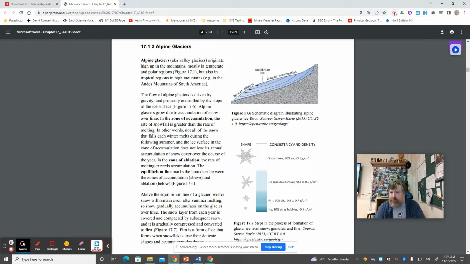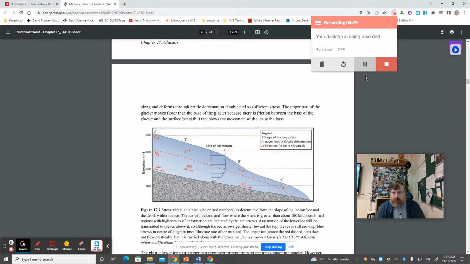Which can then form. Let me find one other diagram without scrolling around with you guys. This one right here, this red line right here is the upper limit of brittle deformation. We're close to the end of the period anyway, so let's compare this to what happens with plate tectonics. There's similarities, there's differences too, but there's similarities. Up on top where there's less pressure and you're starting to form that ice, it's going to deform brittlely, like we talked about with the lithosphere back when we did tectonics.